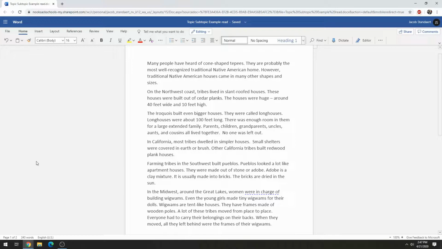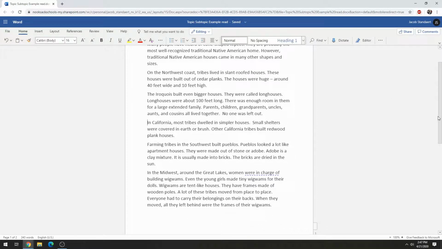So first, the text. Many people have heard of cone-shaped teepees. They are probably the most well-recognized traditional Native American home. However, traditional Native American houses came in many other shapes and sizes. On the northwest coast, tribes lived in slant-roofed houses. These houses were built out of cedar planks. The houses were huge, around 40 feet wide and 10 feet high.